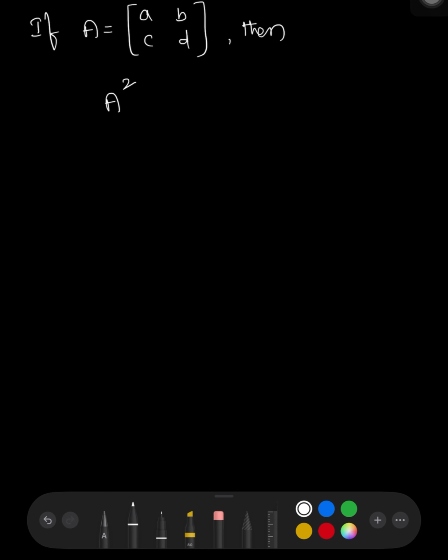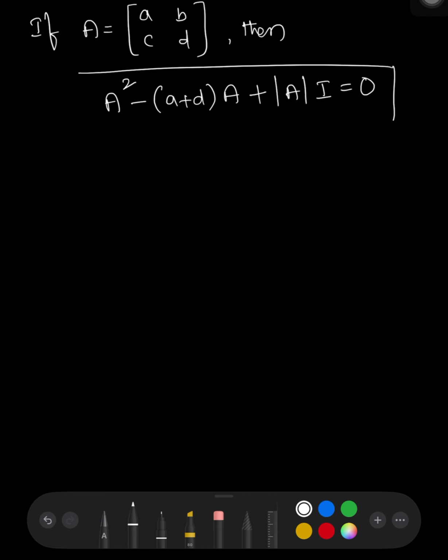Hi students, today we will discuss KCET level problems on determinants. Here the first very important concept is based on a 2 by 2 matrix. If A is a square matrix of order 2 by 2, that is [a b; c d], then this equation is very important: A square minus (a plus d) into A plus det A into I equals 0.